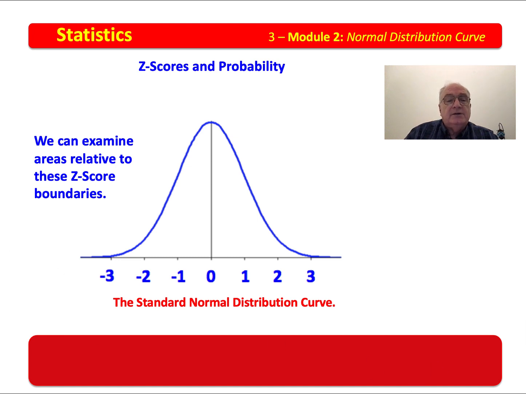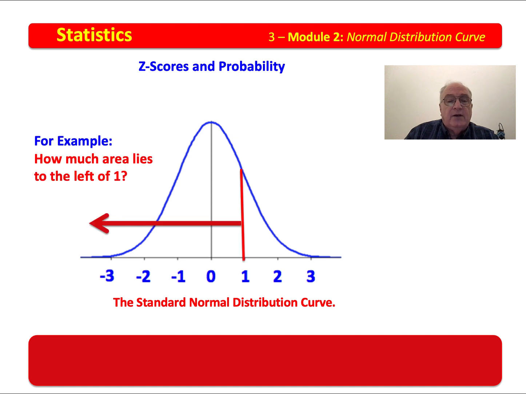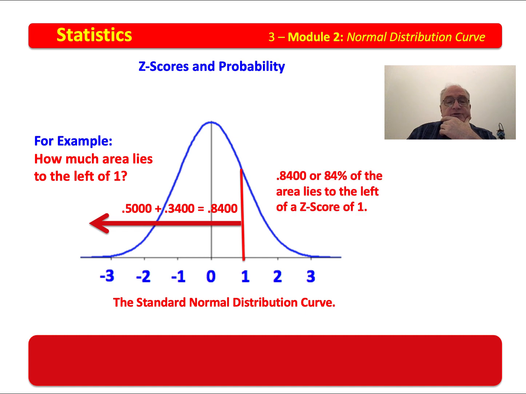And we can examine areas relative to these z-score boundaries. We can establish and select a z-score, which becomes a boundary, and we can look at areas relative to that boundary. For example, how much area lies to the left of a z-score of 1? Okay, we know that there's 50% here. We know that there's 34% between the mean and one standard deviation, which means that there's 0.84, or 84%, of the area to the left of a z-score of 1.